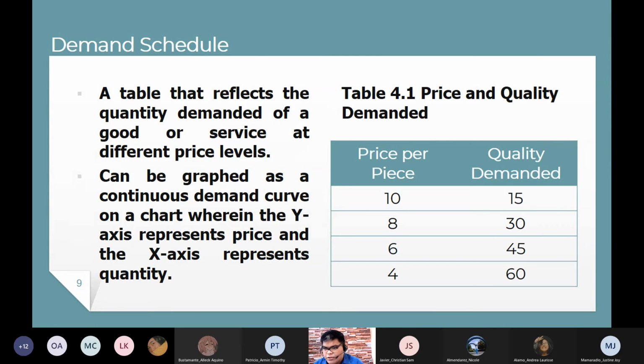So demand schedule. No? So as you can see, if you have the book, ano ba yan? Anong item yan? Nakakalimutan ko tuloy. Wait lang ha.